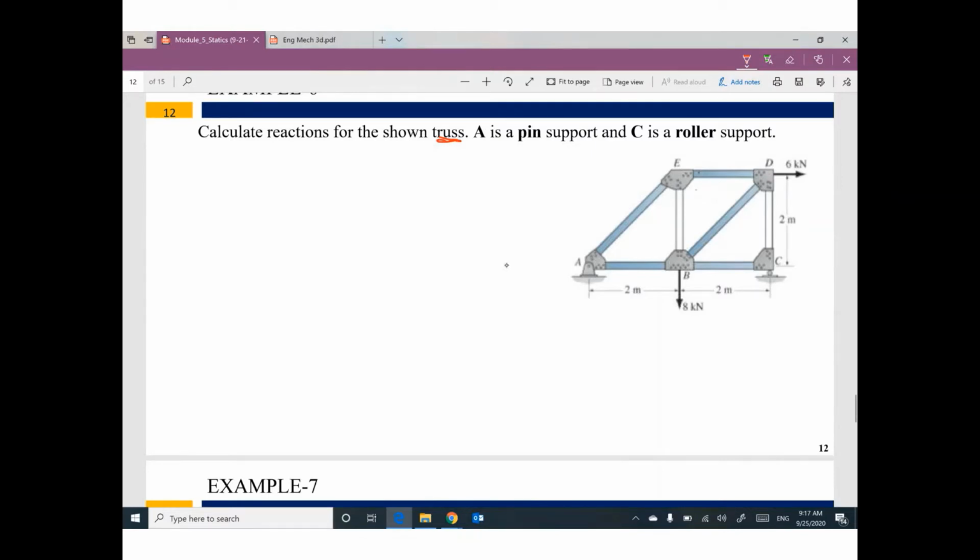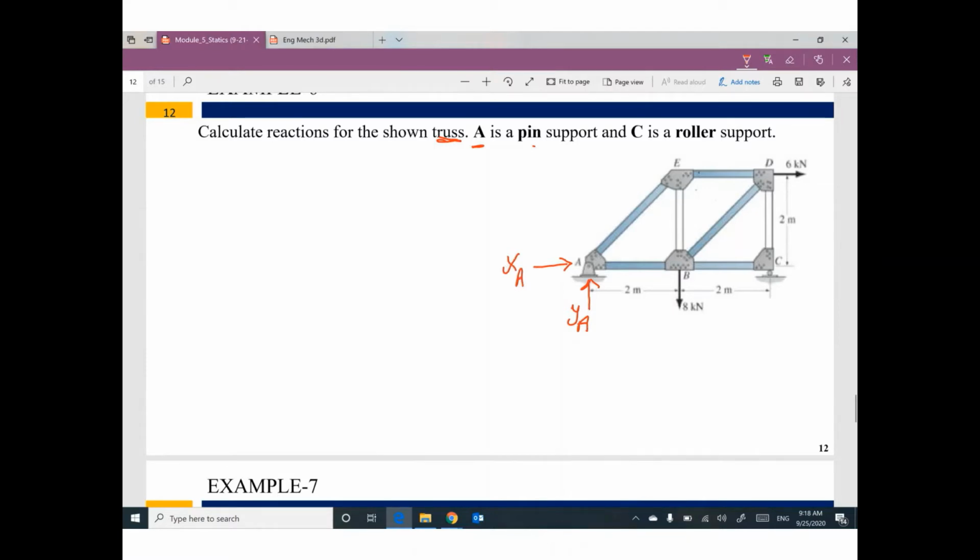A is pin support. So how many reactions do you expect at A? 2. One vertical and one horizontal. How can I assume this reaction? It's up to you. You can assume what you want. So I'm going to assume this direction like this and this direction like this. YA and XA, because this support is pin support.